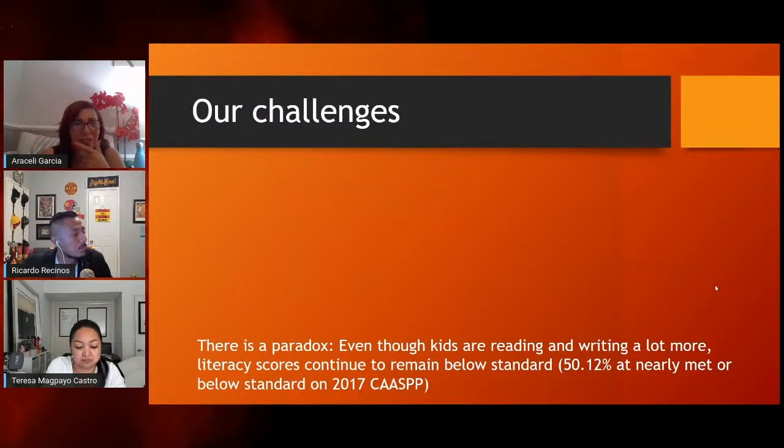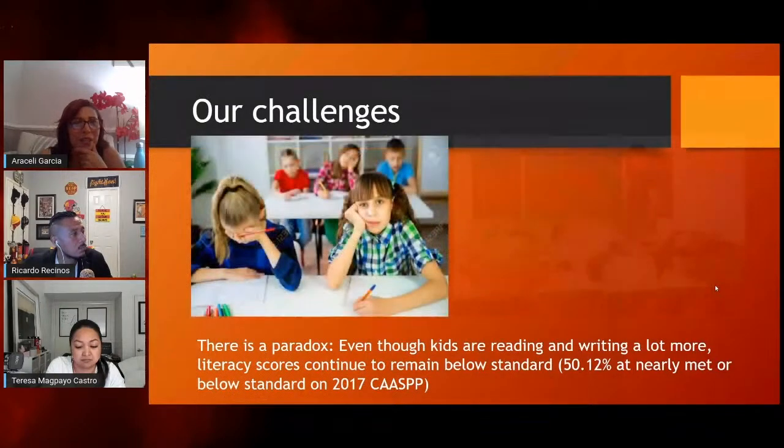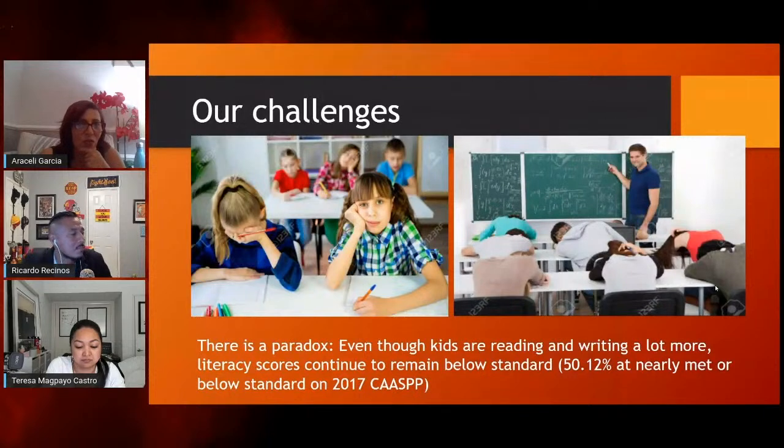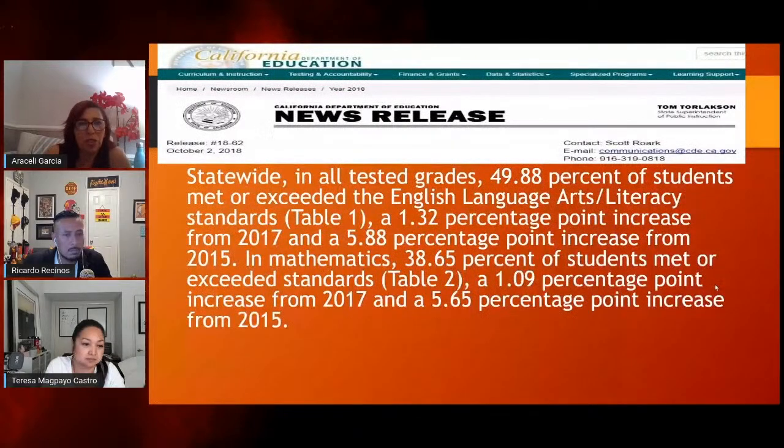So here's the paradox. If you click on the image, you'll see that even though our kids are reading and writing a lot more because they have this device in their hand that's rich with literature, their scores continue to be low, right? The dates are a little bit dated there, but take a look at those standards. If you go to the next slide, I have a little bit more research there. This is from 2018. We continue to be fairly low in our reading skills, ELA skills, literacy skills.